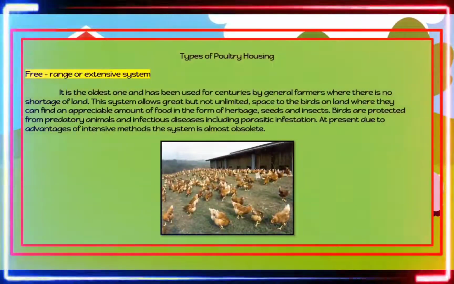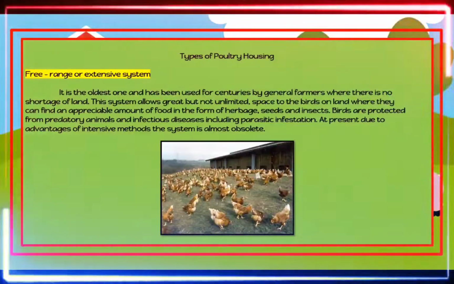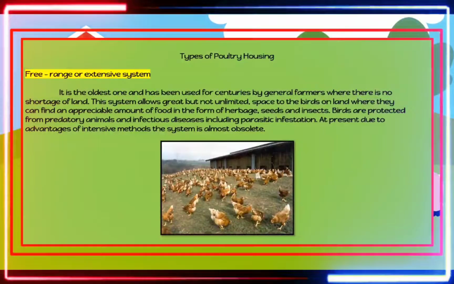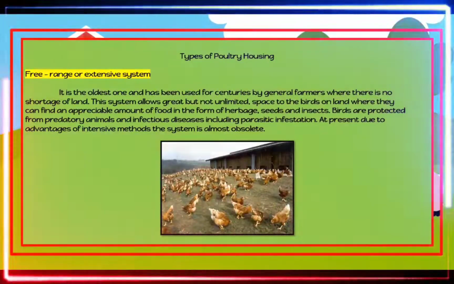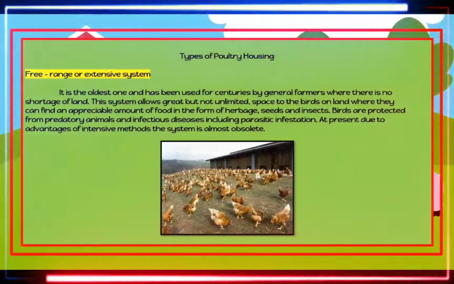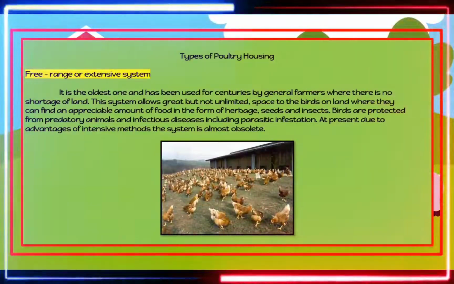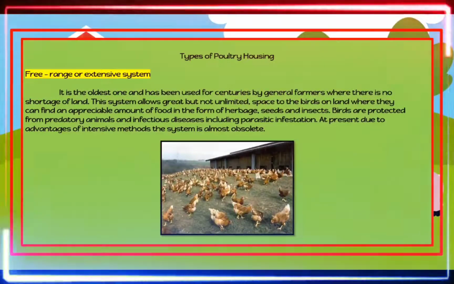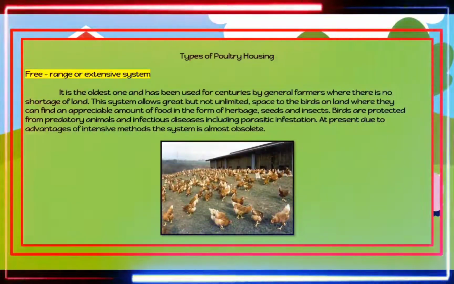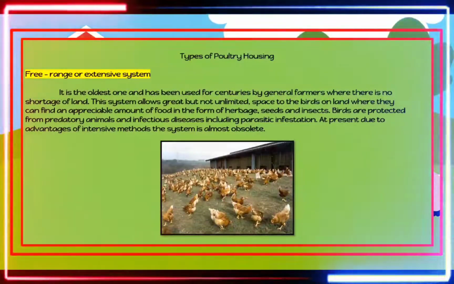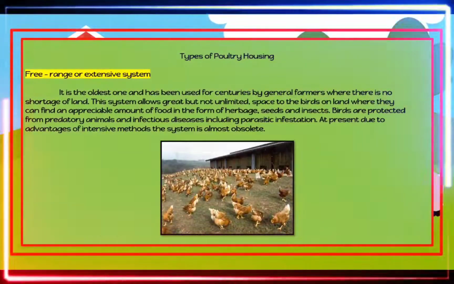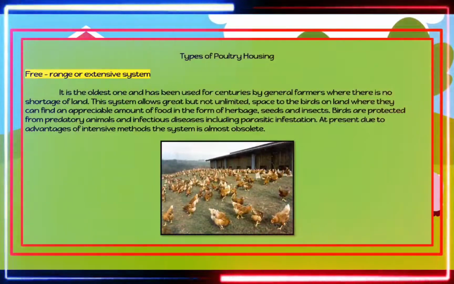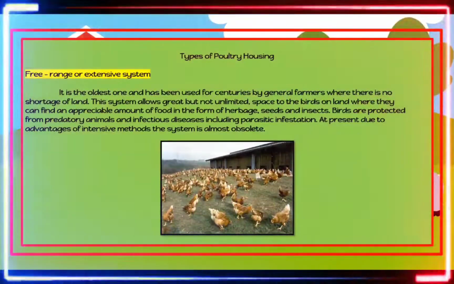Free-range system. It is the oldest one and has been used for centuries by general farmers where there is no shortage of land. This system allows great, but not unlimited, space to the birds on land where they can find an appreciable amount of food in the form of herbage, seeds, and insects. Birds are protected from predatory animals and infectious diseases including parasitic infestation. At present, due to advantages of intensive methods, the system is almost obsolete.